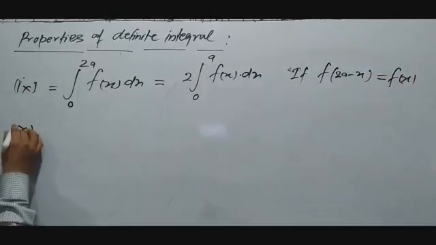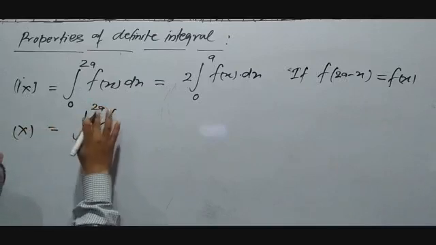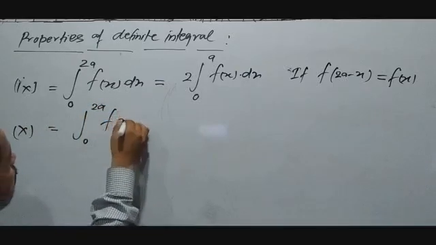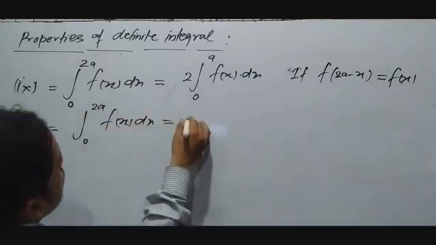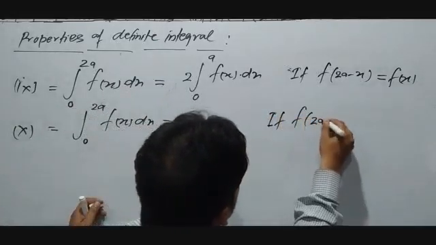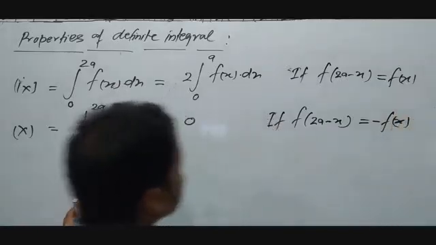So through property 9 also, you can write this result: integration over 0 to 2a of f of x dx will be 0 if f of 2a minus x is equal to negative f of x.